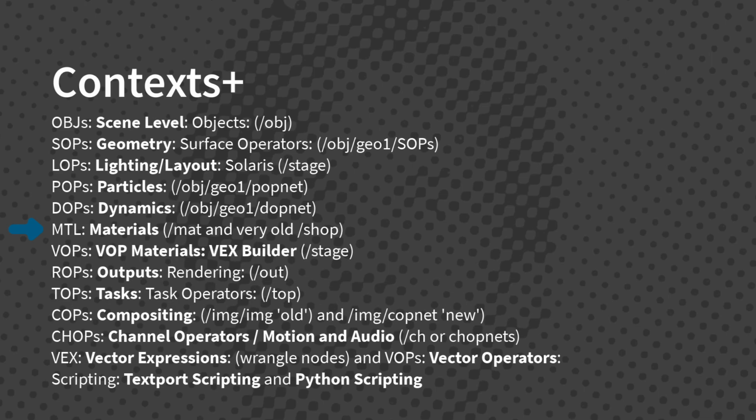And so the materials. The way to make materials in Houdini, there's a couple of different ways. One is VOPs, vector operators. It's not only used for building materials, but it's also used for building an effect. So you could say materials and effects.